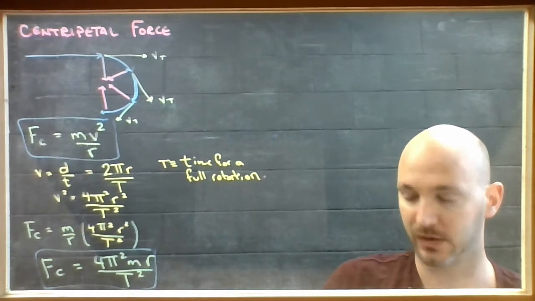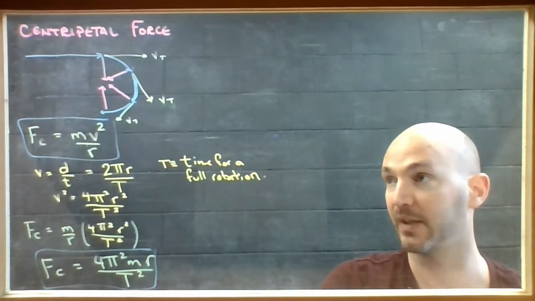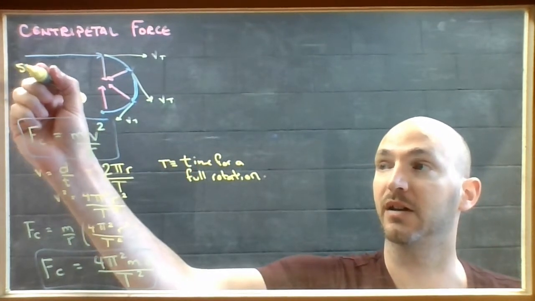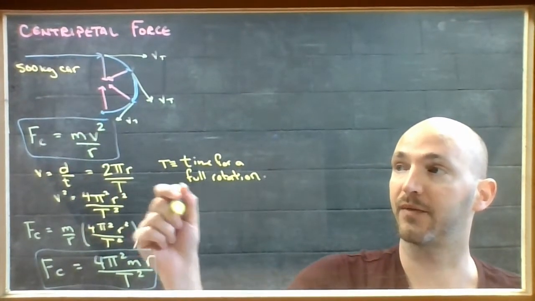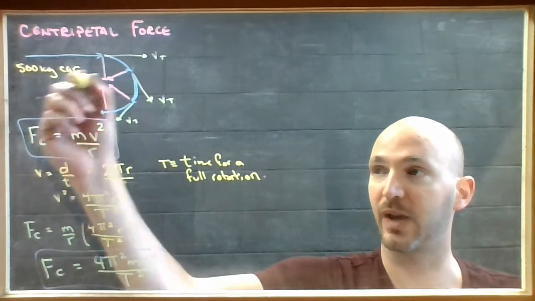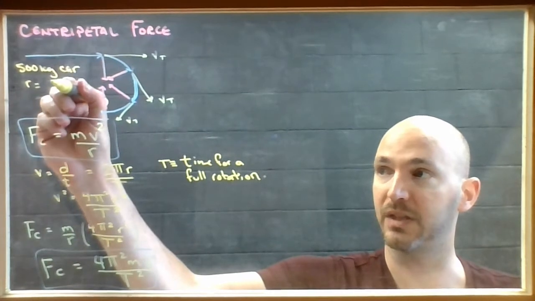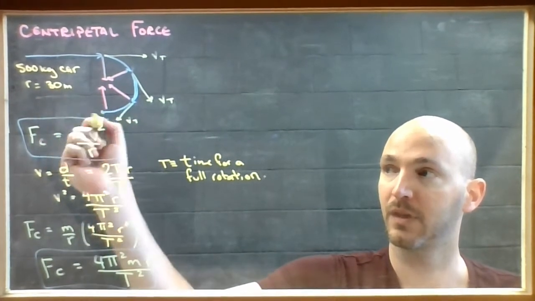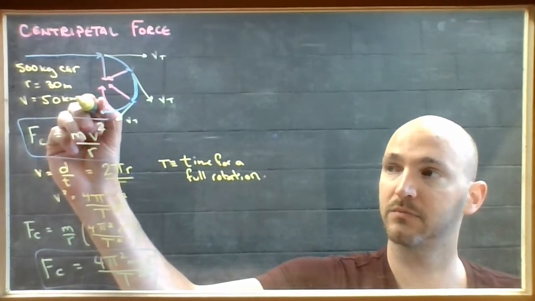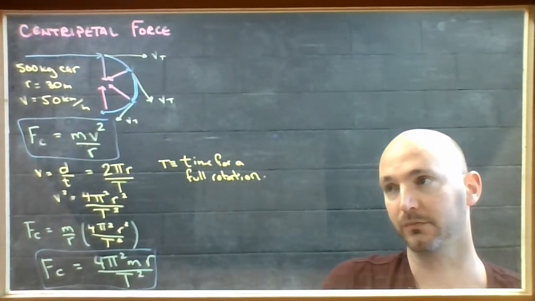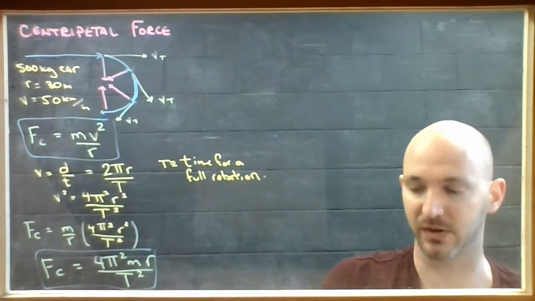So if we were to try a question then, suppose on this particular pathway we have a 500 kilogram car, and that 500 kilogram car is trying to travel on a circular path that has a radius of 30 meters, and it is trying to get away with this at 50 kilometers per hour. Alright, so I have a mass, a radius, and a speed, so I'm going to use this particular version.